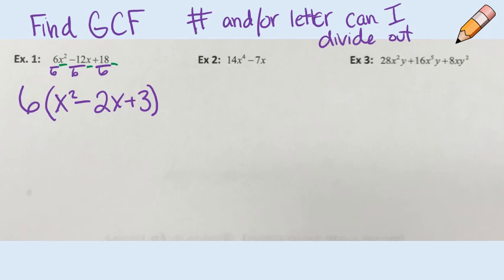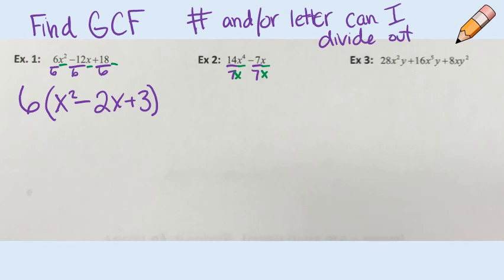Let's take a look at example 2. What number can I divide out of 14 and 7? In this case, 7. That's my greatest common factor for numbers. Let's take a look at our variables. I have an x to the 4th and an x. So what's the most x's I can divide out? Just one of them.